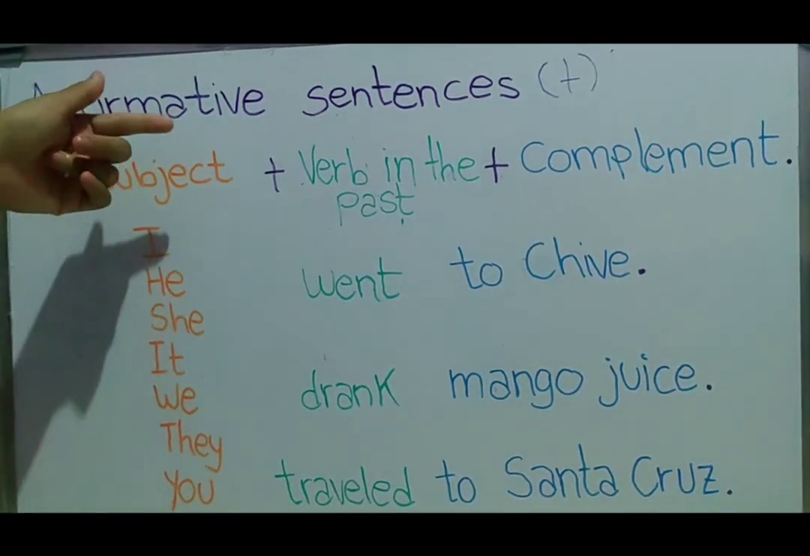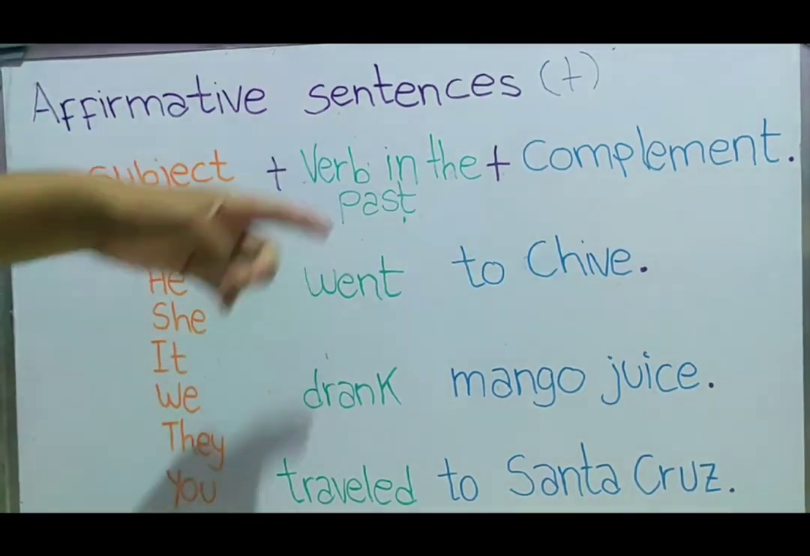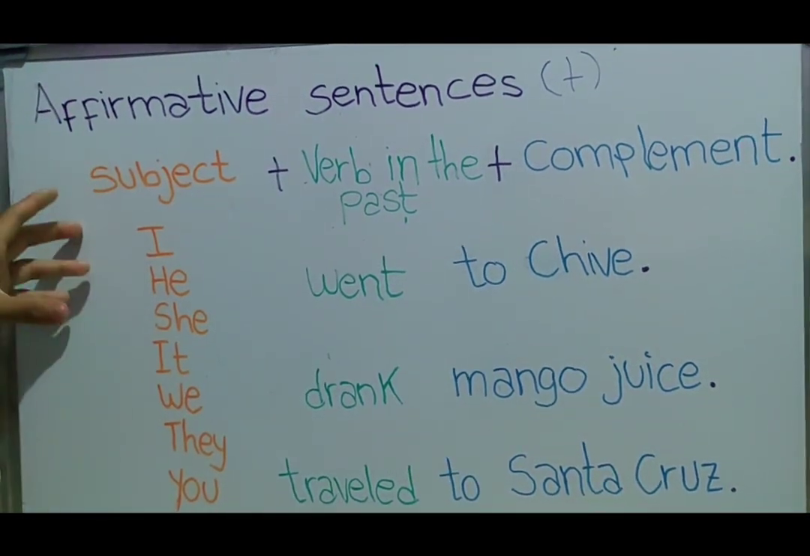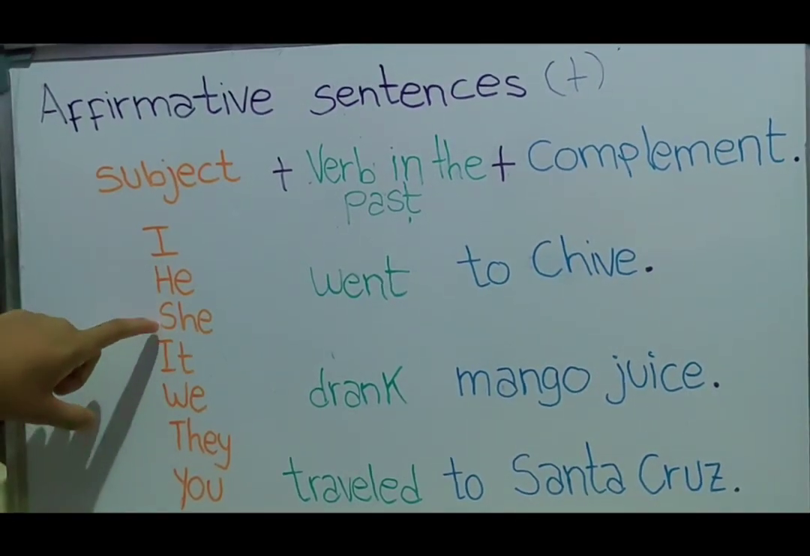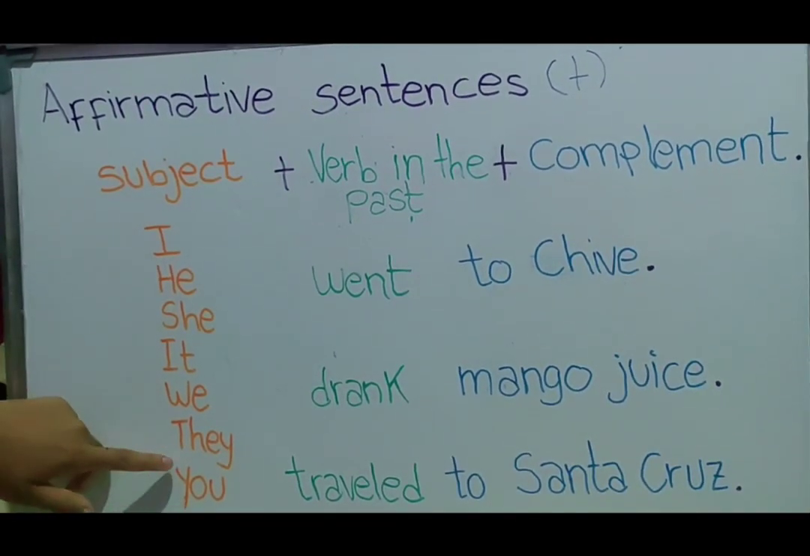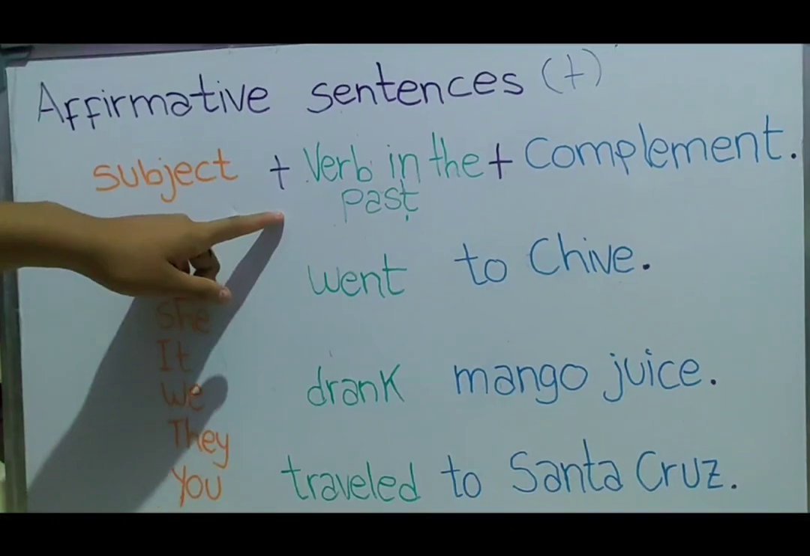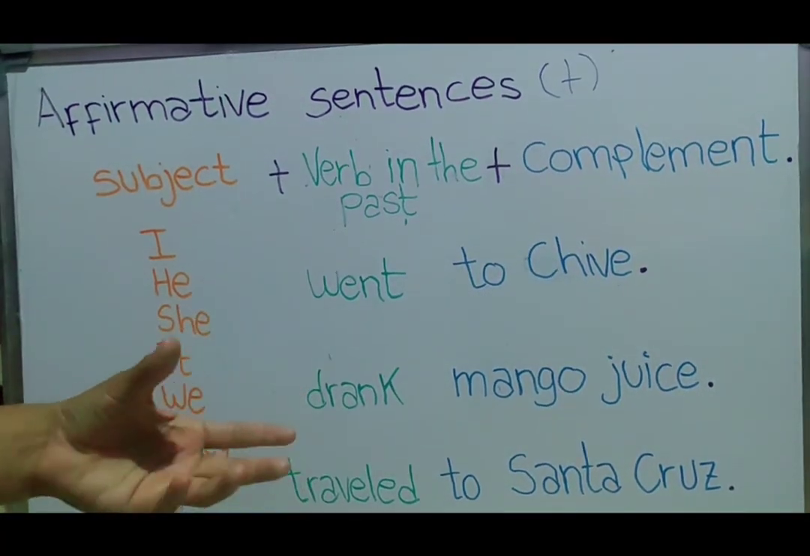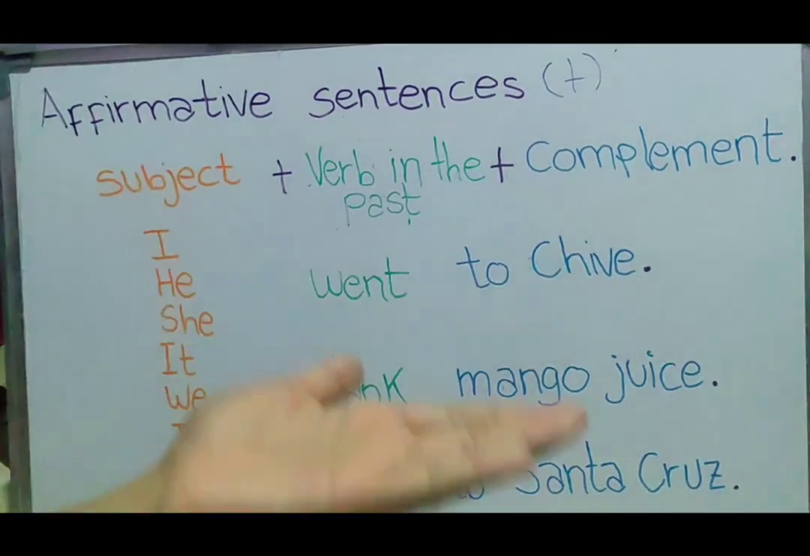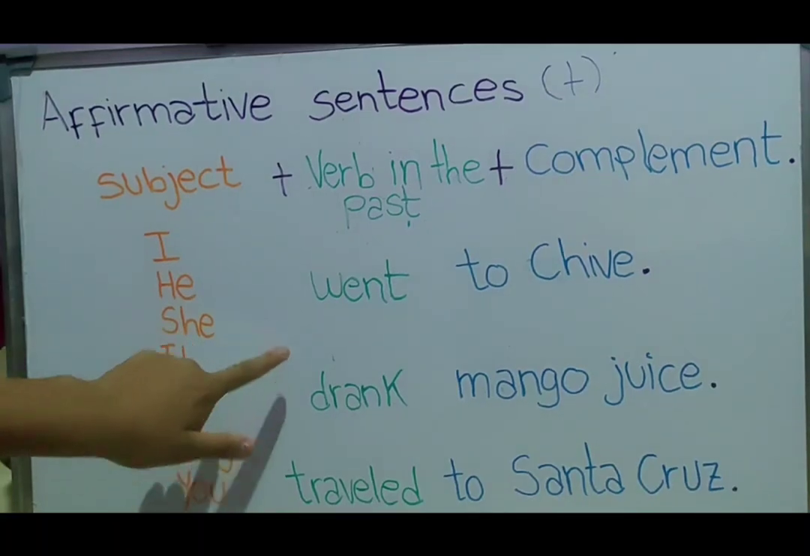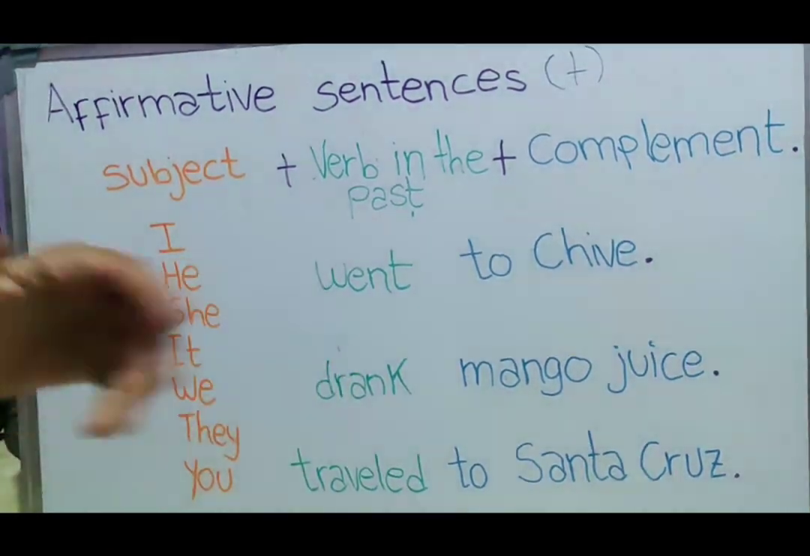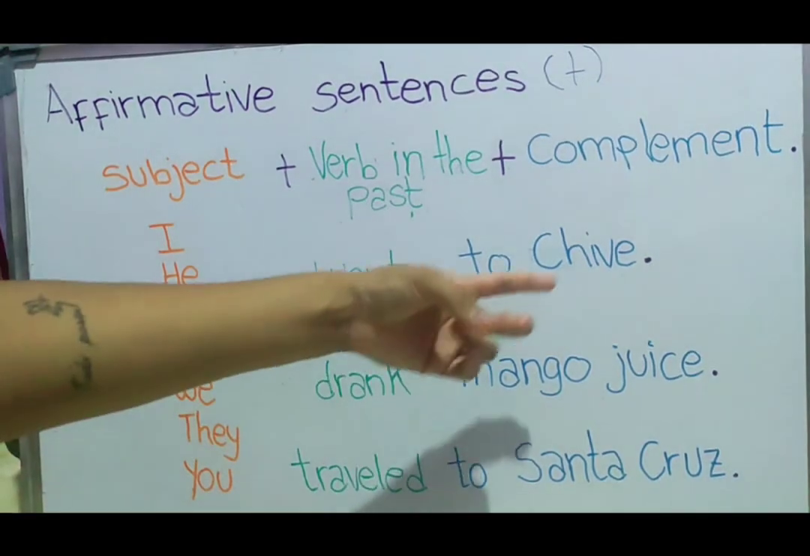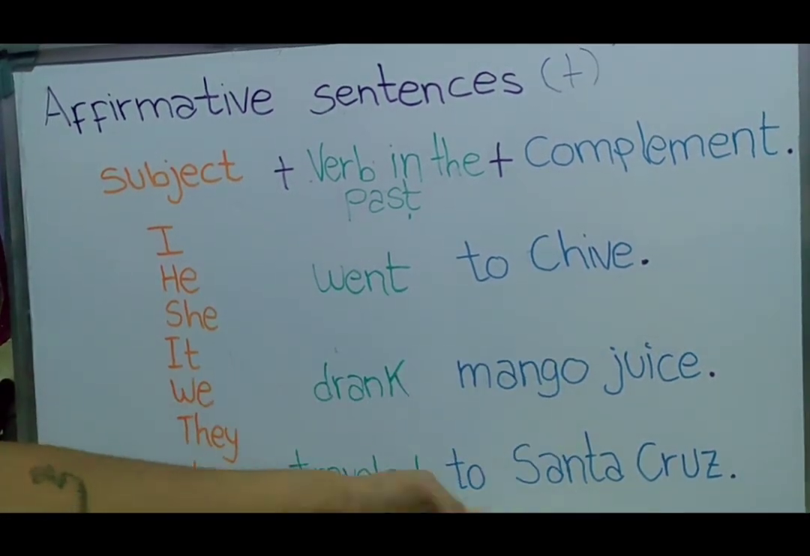Now let's see how to make affirmative sentences. First we need a subject. Do you remember the subjects like I, he, she, it, we, they, or you? Plus a verb in the past. I mean, you can use irregular or regular verbs like went, drank, traveled. Plus the complement. In this case, you have to complement the sentence to Tibet, mango juice, or Santa Cruz.